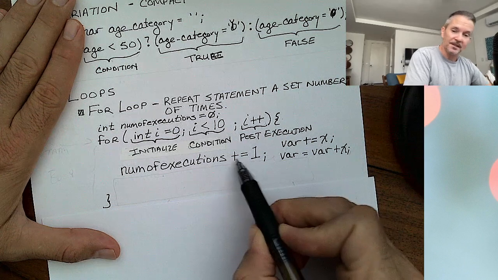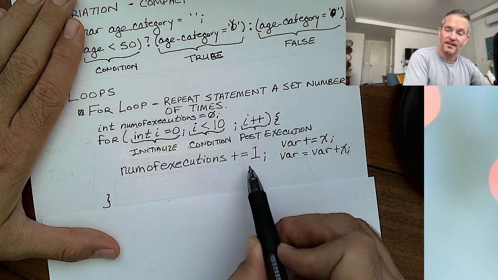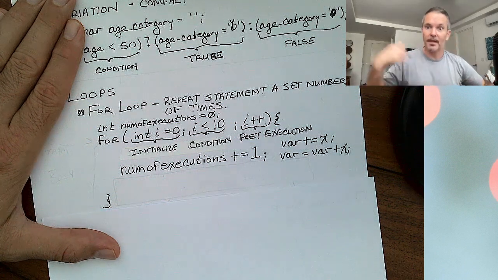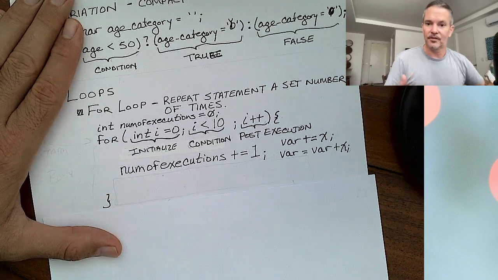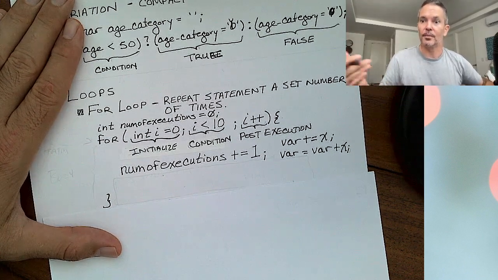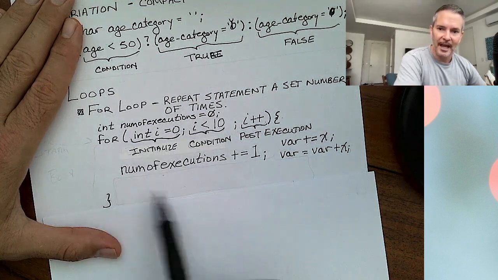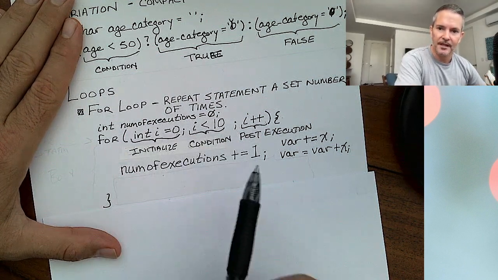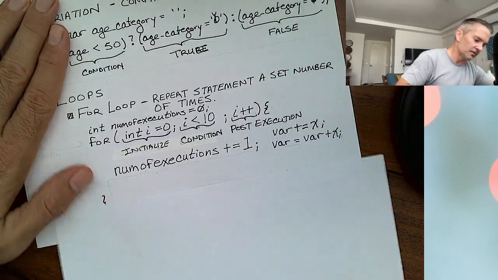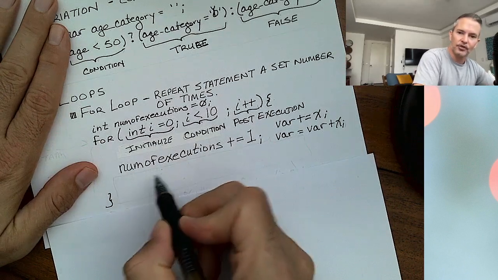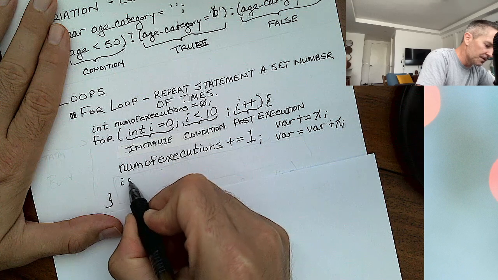You could replace this in this case with just num of executions plus plus, which would just augment num of executions by 1. That's another way to write it. Just multiple ways you can increase a variable by 1. All right, so let's take a look at what is actually going to happen when this loop executes. So the first thing that's going to happen is I gets set to 0. So I'm gonna do a little trace through here. I'm going to say, all right, I is equal to 0.